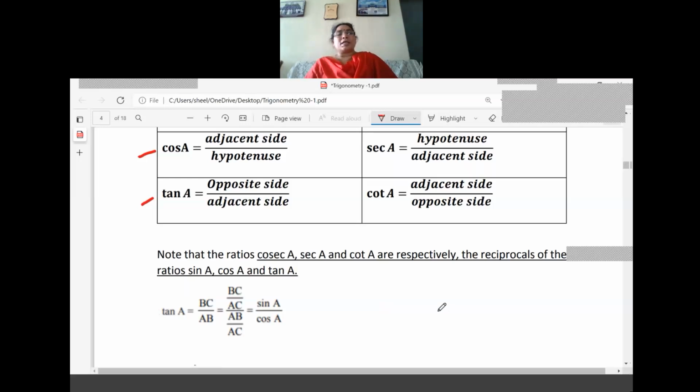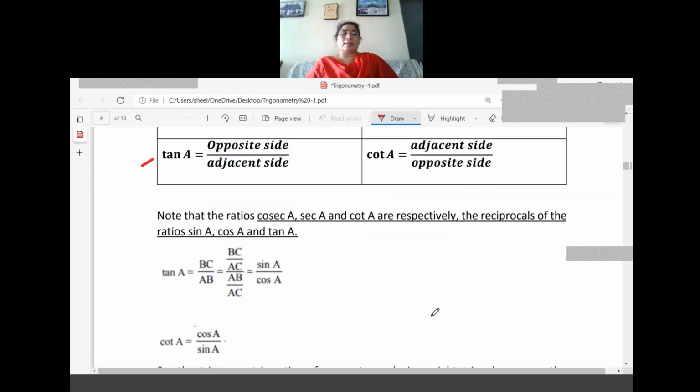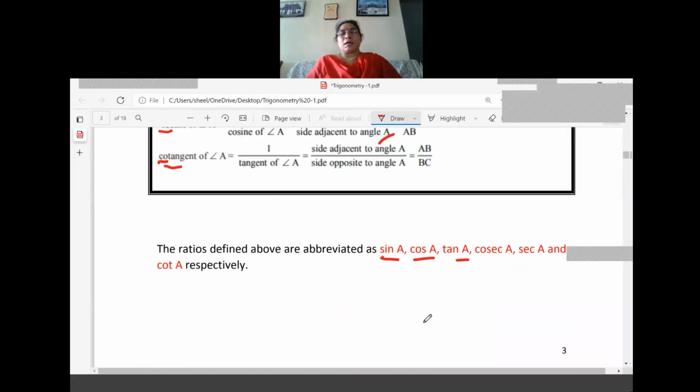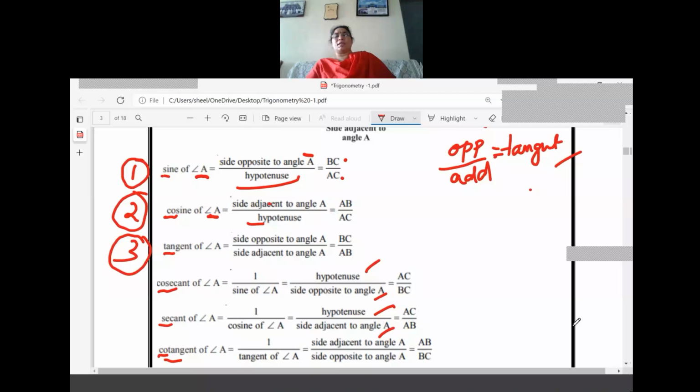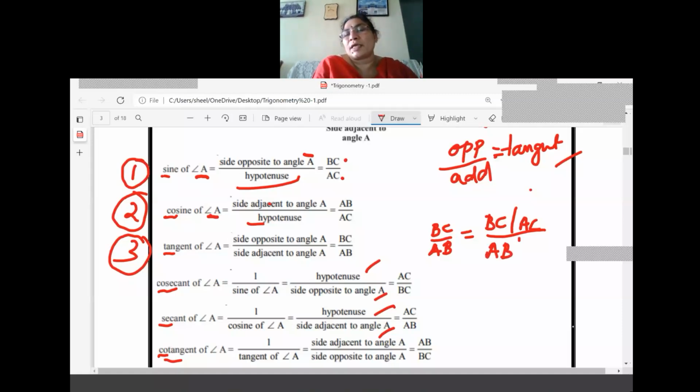Now there is one more relation we have to learn. What is that one? Tan A and cot A, isn't it? Tan A and cot A can also be written in terms of sine and cos. See, what is the tan A formula? We'll go back here. Tan A equal to BC by AB, right? I'm dividing BC by the hypotenuse AC. If I'm dividing the numerator by AC, then the denominator I should also divide by AC.